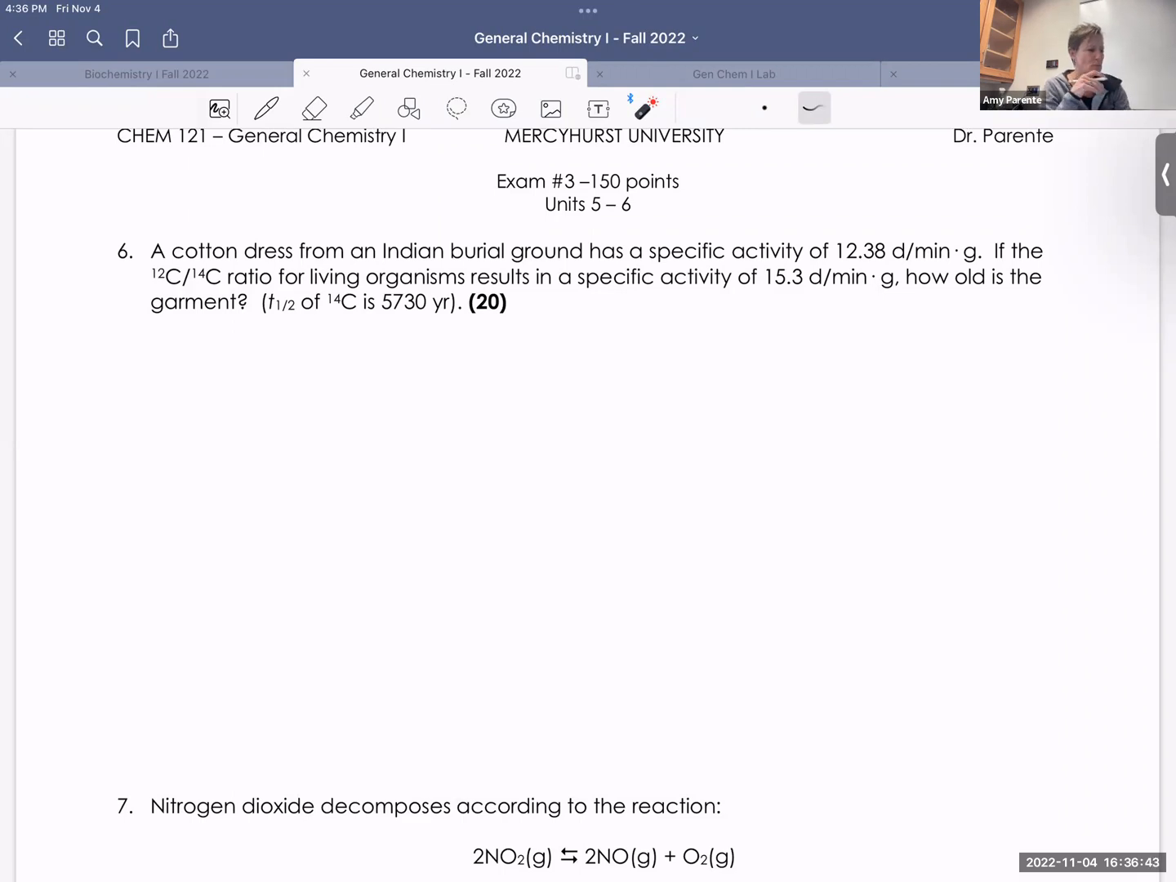Okay, so this problem says a cotton dress from an Indian burial ground has a specific activity of 12.38 D per min times G. And you look at that and you're like, what the heck is that supposed to mean? Keep in mind when we're doing anything with rate and using an integrated rate law, you might see something that just has some weird units. Remember that those units don't really matter.